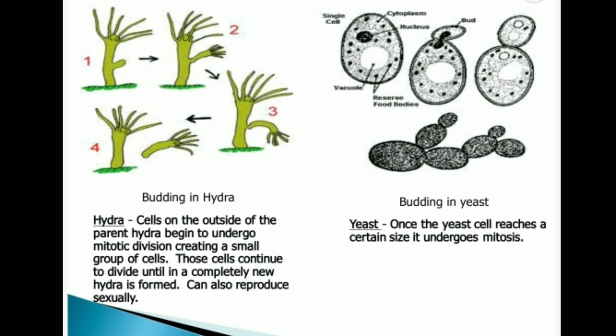Look at the first diagram, budding in hydra. Cells on the outside of the parent hydra begin to undergo mitotic division, and this results in creating a small group of cells. Those cells continue to divide until a completely new hydra is formed. They can also reproduce sexually. Next is budding in yeast. Once the yeast cell reaches a certain size, it automatically undergoes mitosis. Look at these two diagrams, you'll understand it properly.